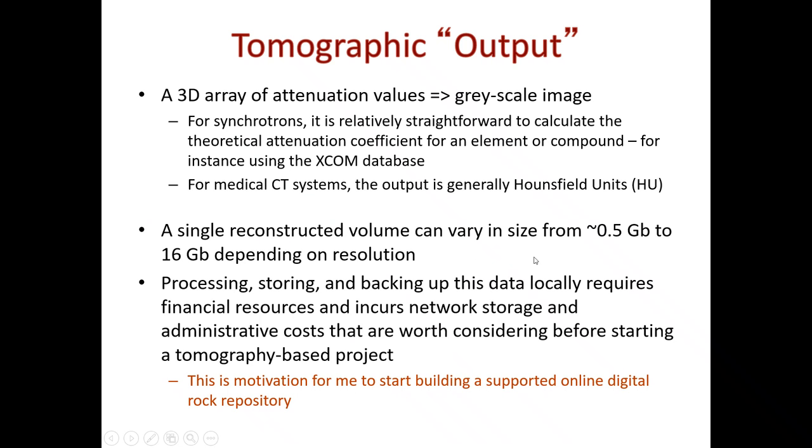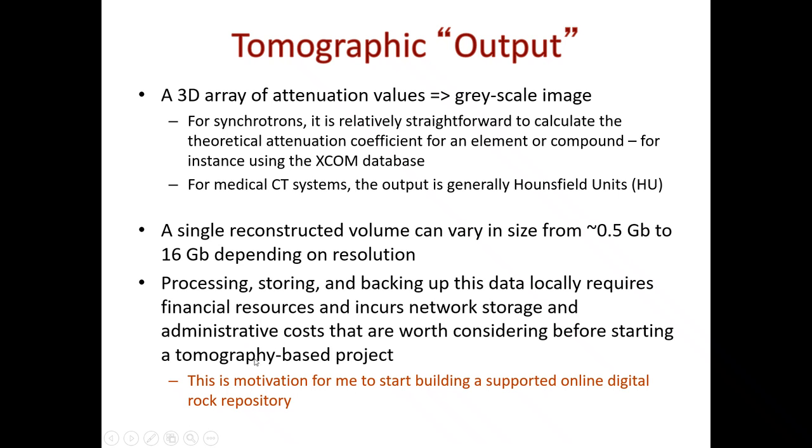So a single reconstructed volume can vary in size from 0.5 gigabyte to 16 gigabyte, depending on resolution. I'm now seeing uploads to the DigitalRocks portal that are easily 1 terabyte, because it's a sequence of images. So I asked people to section the entire thing into 2 gigabyte increments, right? So that it's easier to manipulate, download, or work with.